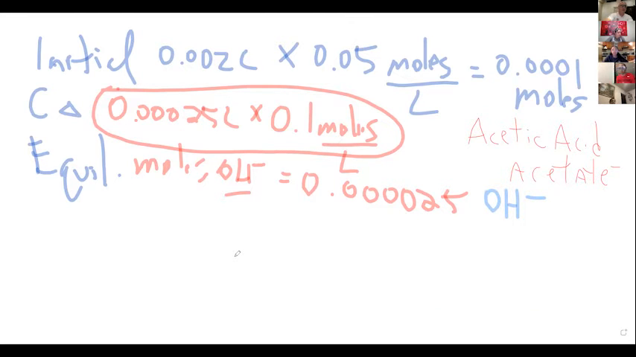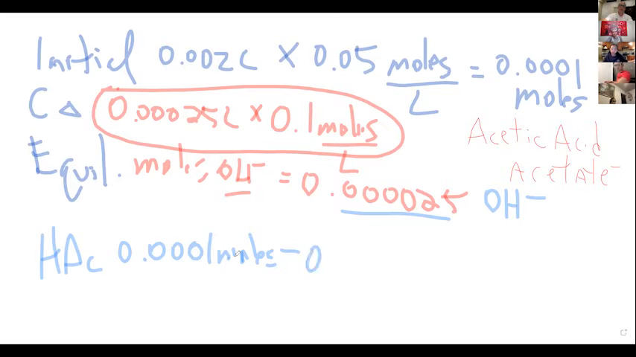So if my original amount of acetic acid was 0.0001 moles, I'm going to remove that many, 0.0000025, leaving me with 0.000075 moles. Again, small numbers, and you've got to be really careful doing this math because it's really easy to make a mistake. If you have a scientific calculator, it might make it easier for you. I don't. I just have to rely on my own ability to judge zeros.